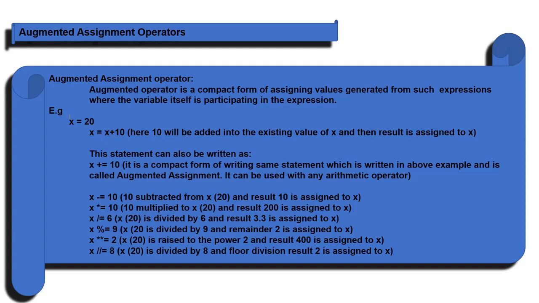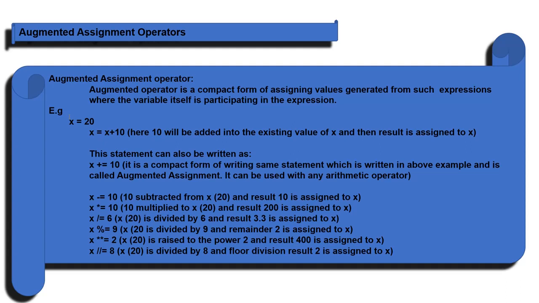x minus equal to 10. So in the existing value, that is 20, 10 is subtracted from the 20. A fresh result is generated, 10, and 10 is assigned to x. x multiply equal to 10. So the existing value 20 is multiplied by 10 and the result is assigned to x. x divide equal to 6. So 20 is divided by 6 and the result 3.3 is assigned to x.